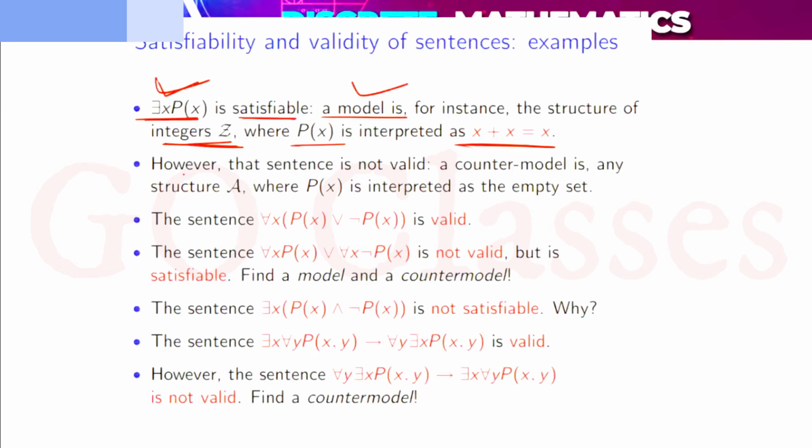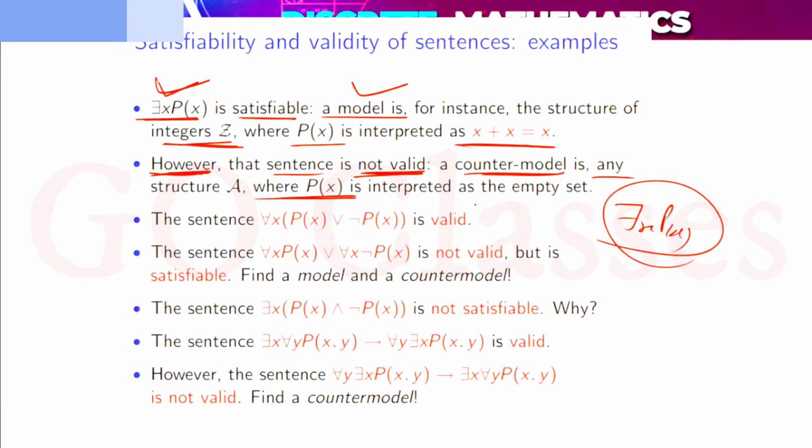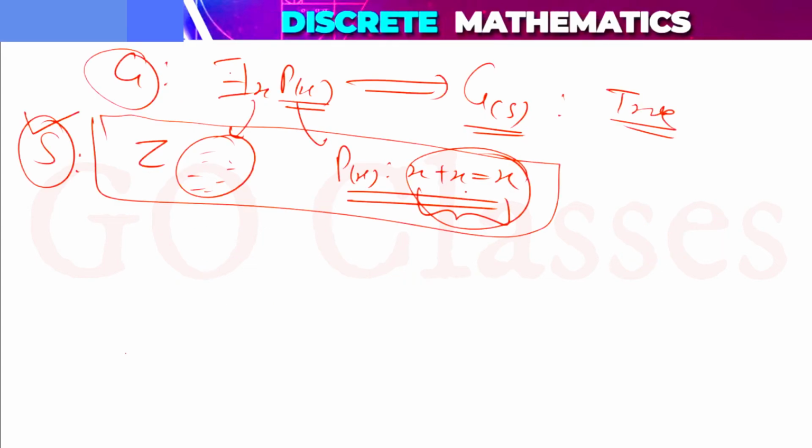Remember, G is not valid. However, the sentence is not valid. We have already seen this: there exists x P(x) is not valid. Why? Because you can have a counterexample. What is the counterexample? One very simple, very natural counterexample you can give is where P(x) is interpreted like this.